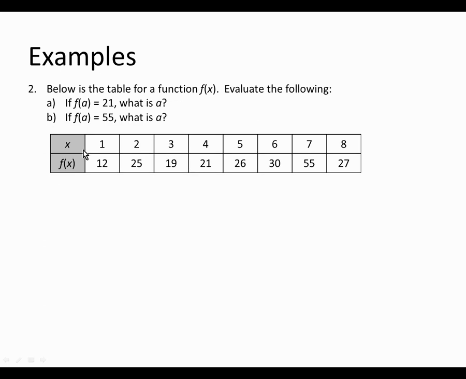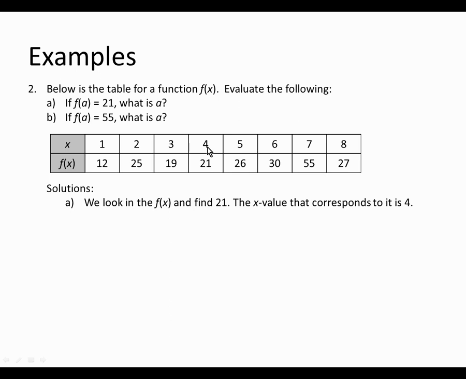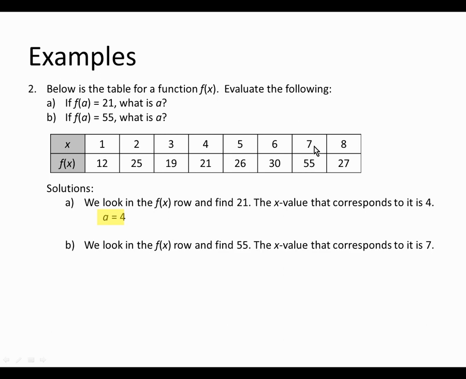Okay, so for part A, f of a is 21. So we're looking for a function value of 21. There it is. And we look for the x value that corresponds to it. It's 4. So it's f of 4 that's 21. So our a is 4. For part B, f of a is 55. What is a? So we look for 55 in the f of x row, and there it is. So the x value that goes with it is 7. So our a is equal to 7.